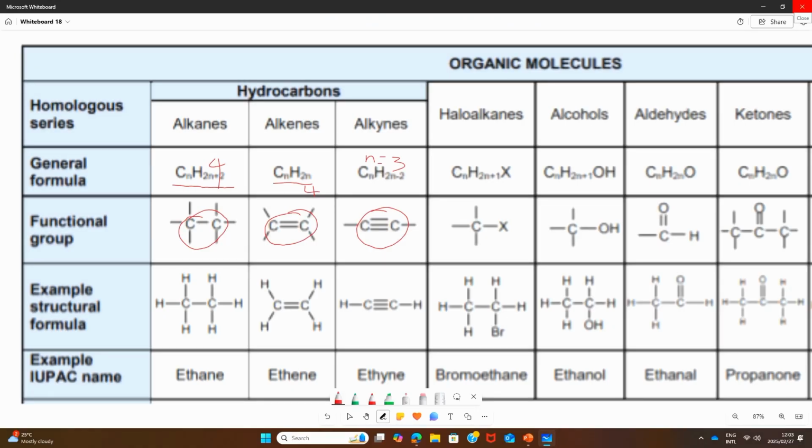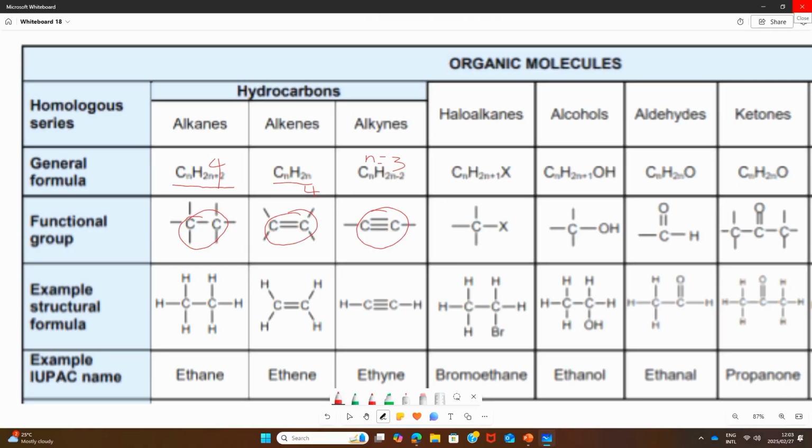Then our next homologous series is alkynes. Alkynes are characterized by a triple bond between the 2 carbon atoms, and they also have a general formula CnH2n minus 2. Again here, n stands for the number of carbons, and so if our alkyne, for example, has got 3 carbons, so n is equal to 3, how many hydrogens do I expect?